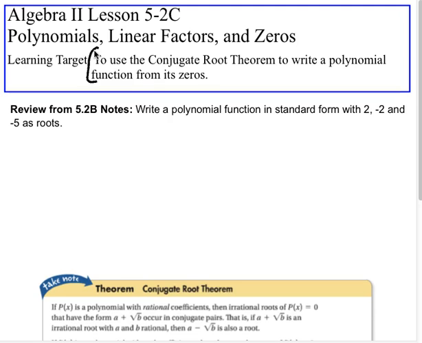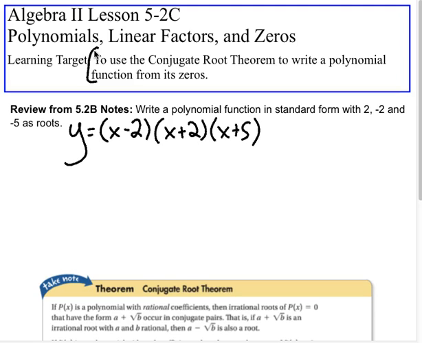So write a polynomial function in standard form with 2, -2, and -5 as roots. So to have a root of +2, you need x minus 2. To get a root of -2, you need x plus 2. And for -5, you need x plus 5. Now, when possible, it is intelligent to FOIL when you have two things of opposite signs, all right?